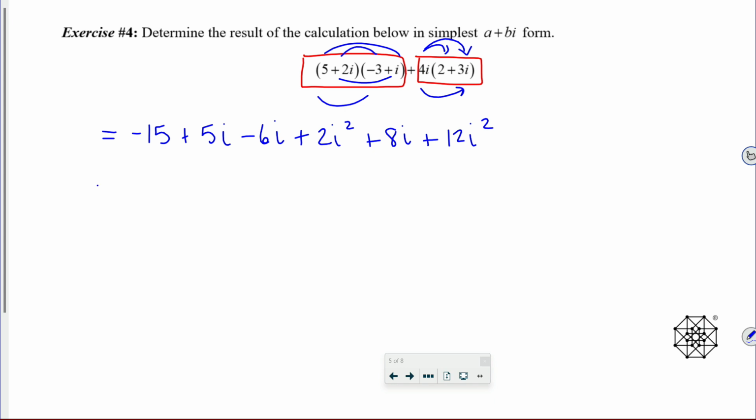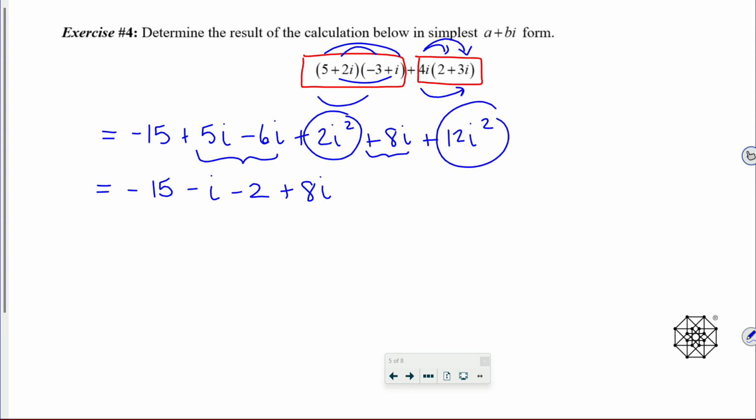All right, let's do a little bit of simplifying. I'll have negative 15. I could combine these, or I could wait. In fact, I could combine these and this. So I'd have 5i minus 6i, which would be, let me just do it one step at a time, negative i. This i squared I'm going to change into negative 2. I'll leave the 8i for the time being, and this i squared I'll make into negative 12.